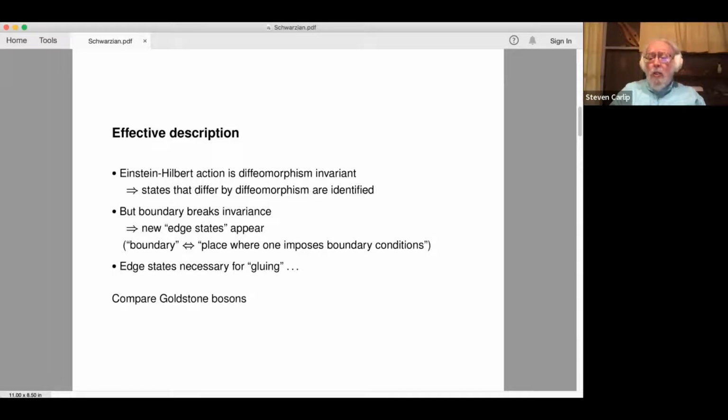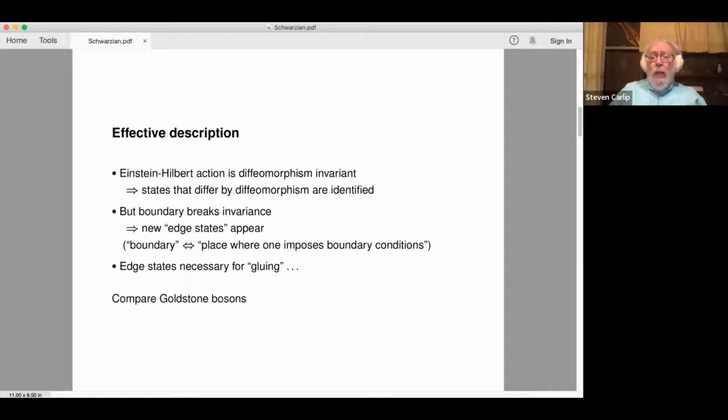The Einstein-Hilbert action is invariant under diffeomorphisms. And what that means, probably at least in a quantum theory of gravity, is that states that differ by a diffeomorphism are identified. They're considered the same physical state. Or equivalently, that excitations that are pure diffeomorphism are non-physical. They're not part of the physical degrees of freedom.